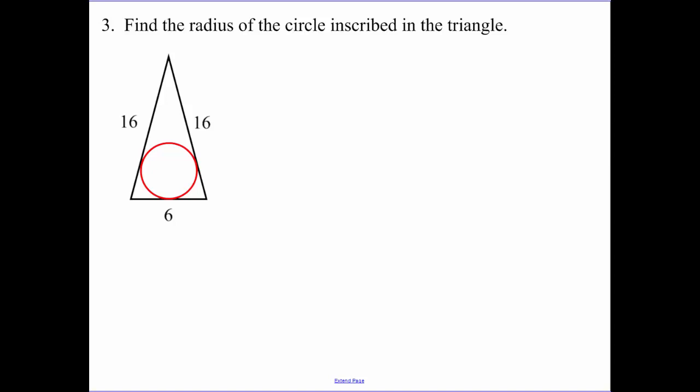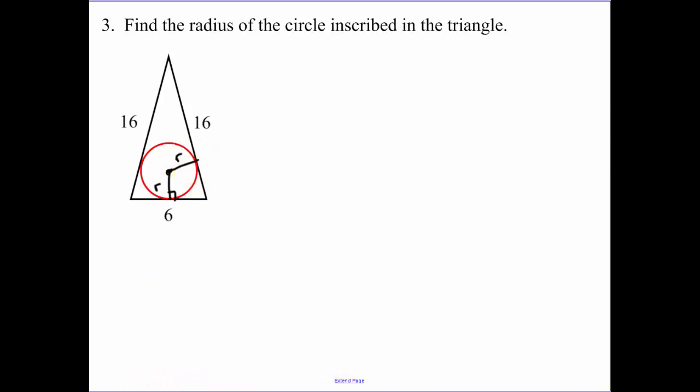Our last example. We have to find the radius of the circle inscribed in the triangle. And the radius, obviously, is perpendicular to the tangent at the point of tangency. So I have a right angle there. That's going to be my radius. Now we also have a point of tangency right there, where that's also a radius.